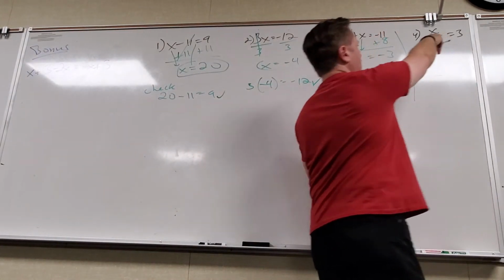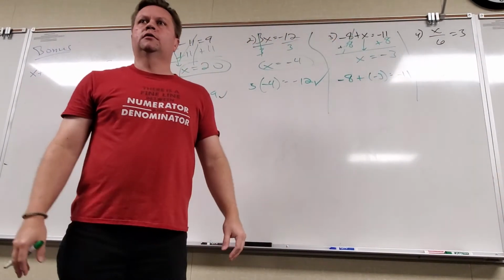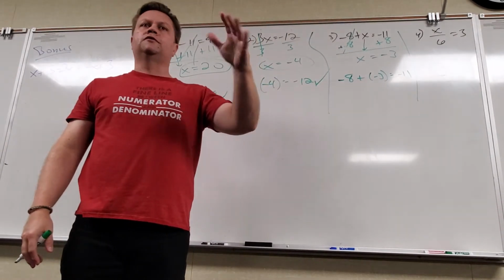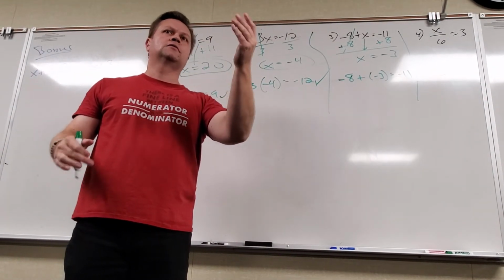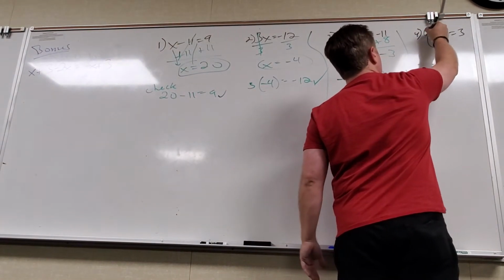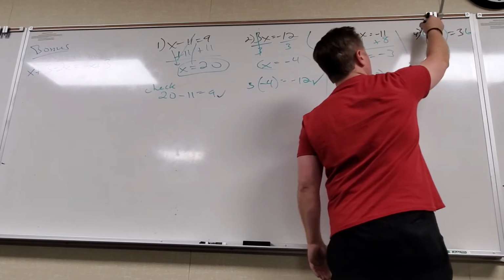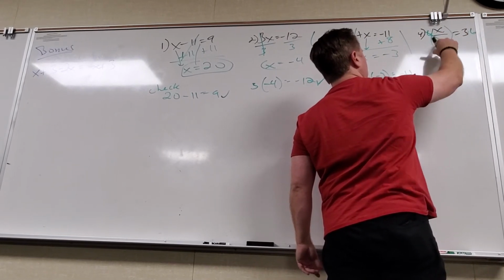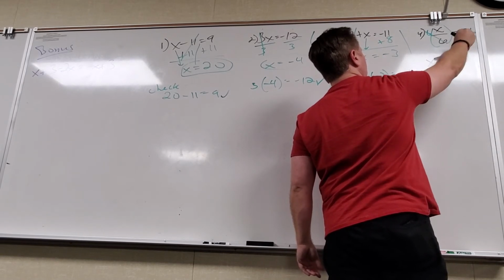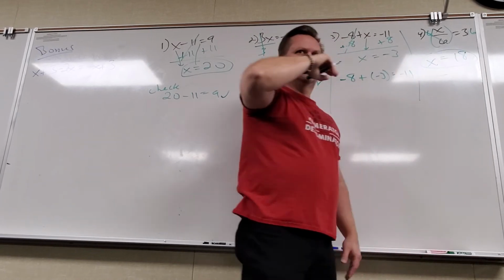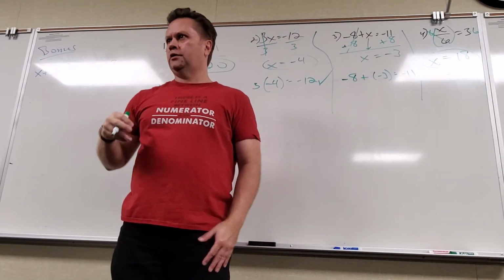And then this guy, same idea. The idea doesn't change. Why is the x not by itself? Stupid 6. What's the 6 doing? Dividing. So how do I kill that division? Multiplication. So if I multiply both sides by 6, what happens to it? So I get x equals 18. I told you, you got the right answer.